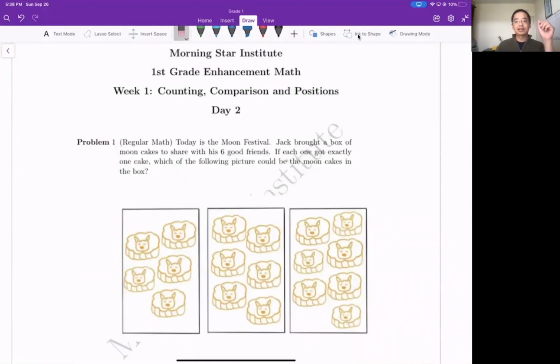Problem number 1 in day 2 assignment. The problem says, Jack brought a box of mooncakes to share with the 6 friends. Each one had 1 mooncake. And the question asks, then how many mooncakes are in the box? At first, you might think, oh, because there are 6 friends and each one got 1, so there should be 6 mooncakes in the box. Well, that's not really correct because you forget Jack.